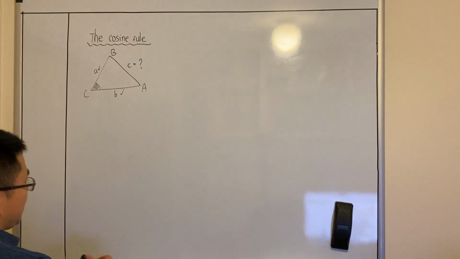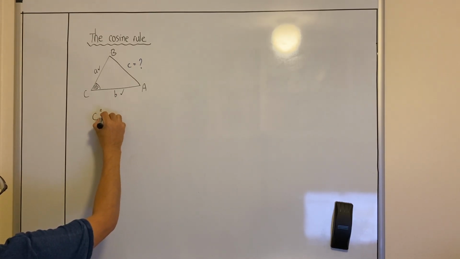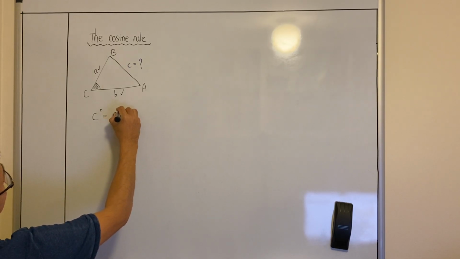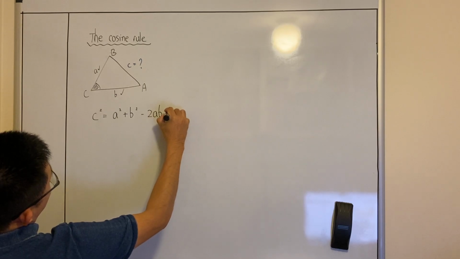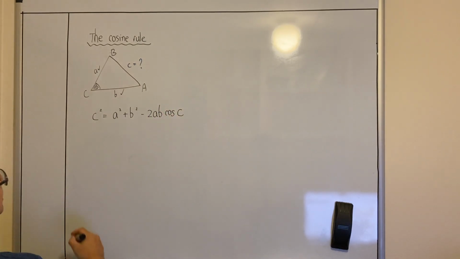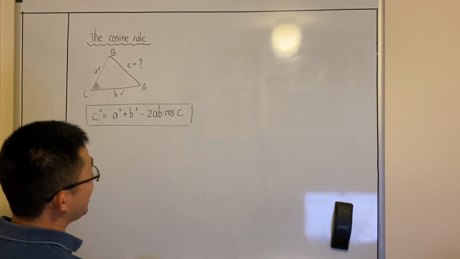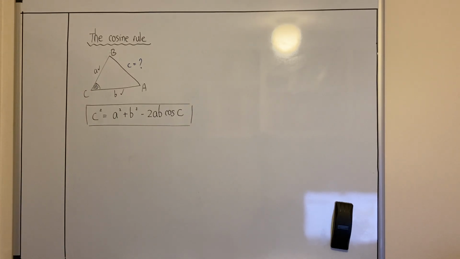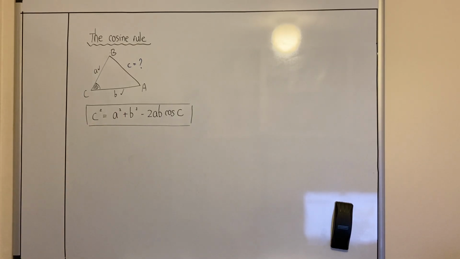All right, the formula to find the unknown side can be written as C squared is equal to A squared plus B squared minus 2AB cosine C. All right, so this is the cosine rule formula. Now the question is, why? All right, how is that possible? C squared is equal to A squared plus B squared, which looks very similar to Pythagoras, but however, minus 2AB cosine C.